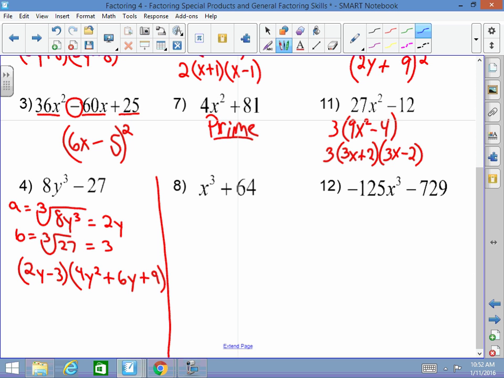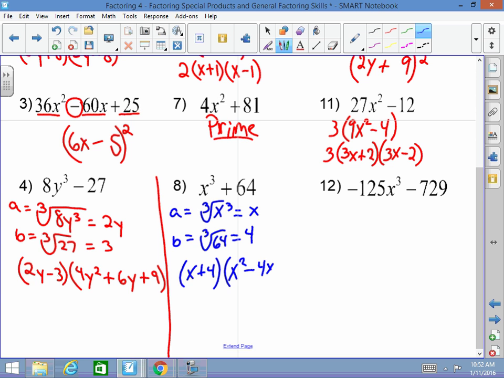Number 8, I've got x cubed plus 64. These are both perfect cubes. My A term is the cube root of x cubed, which is x. My B term is the cube root of 64, which is 4. So A plus B times A squared, change the sign, minus A times B plus B squared, which is 16.